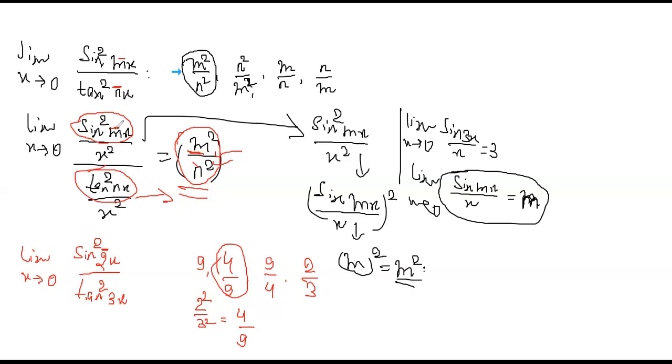Compare this question: m is equal to 2 and n is equal to 3. Compare this question to this question. m is equal to 2 and n is equal to 3.